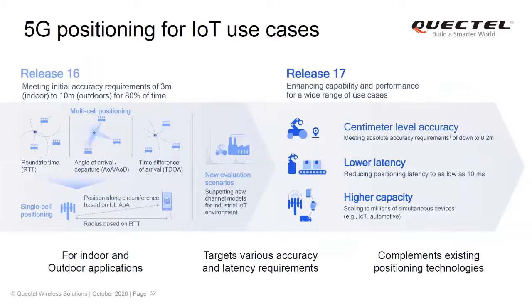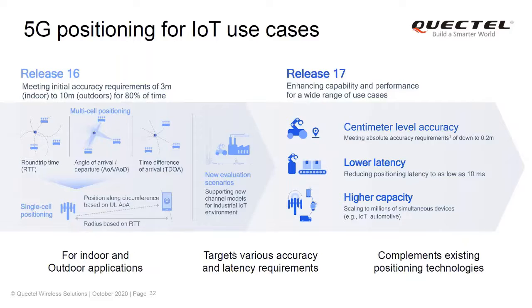For positioning, the new releases, which are related to 5G, bring more enhancement to current positioning technology, improving accuracy to 3 meters indoor and 5 meters outdoor. Multi-cell positioning means calculating round trip time or angle of arrival and departure, or time difference of arrival. For example, this TDOA, time difference of arrival, is already used in release 14 for NB-IoT or Quectel devices.